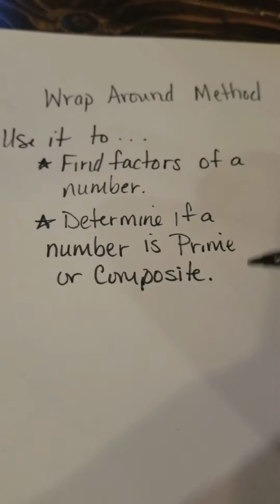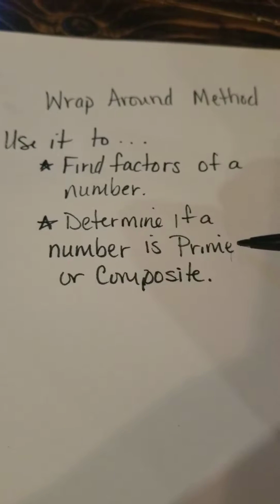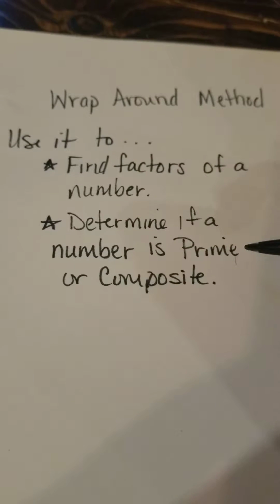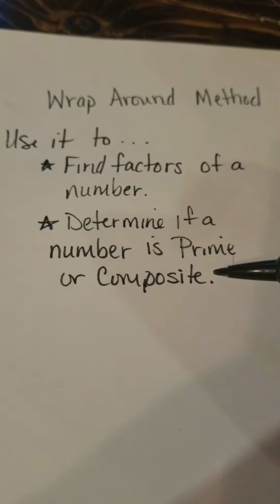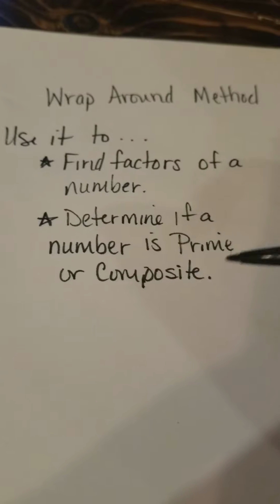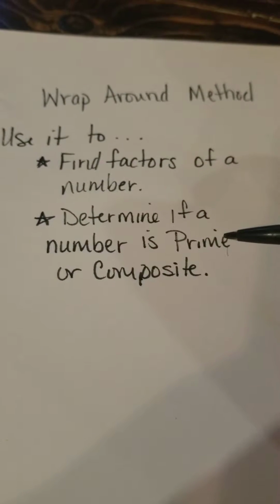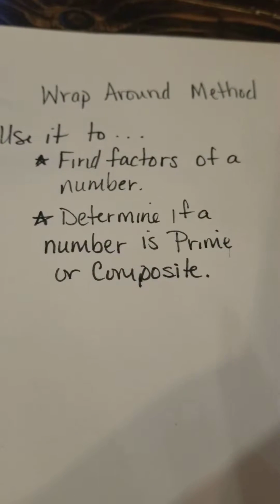So before we get started, I just want to hit again. Prime numbers are numbers that only have two factors, one and themselves. A composite number has more than two factors. So we have to find the factors before we can determine if a number is prime or composite.